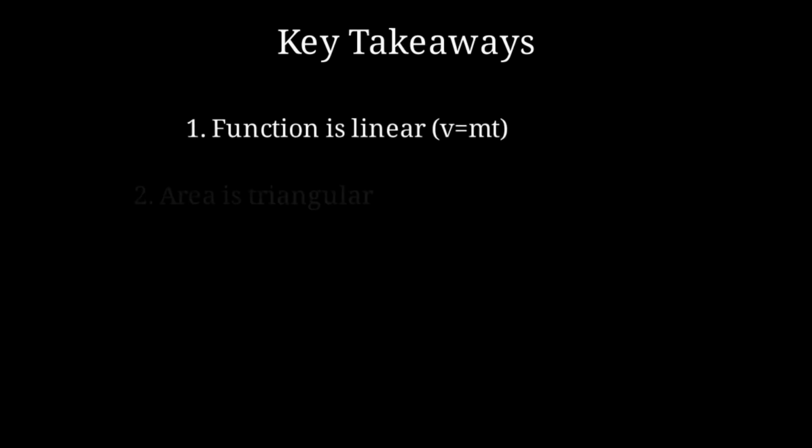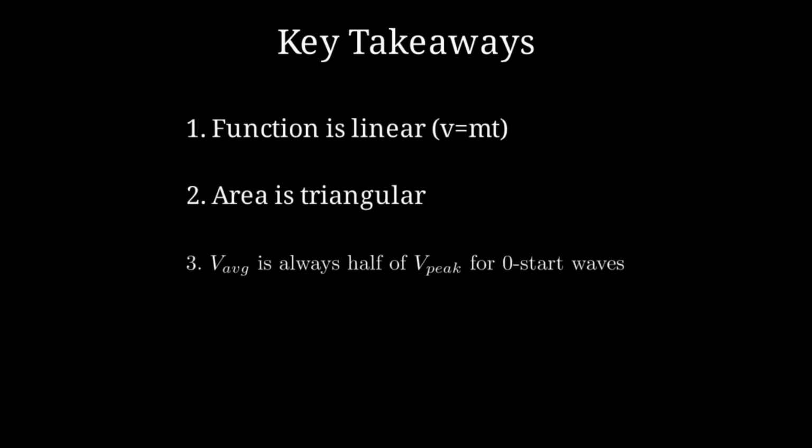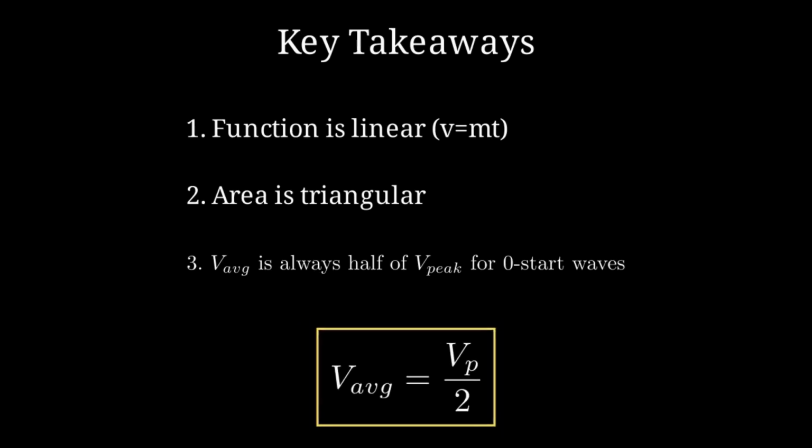To summarize, the linear nature of the sawtooth ramp means its average value is always half of its maximum height. Whether using calculus or geometry, the result is a consistent ratio of 0.5.